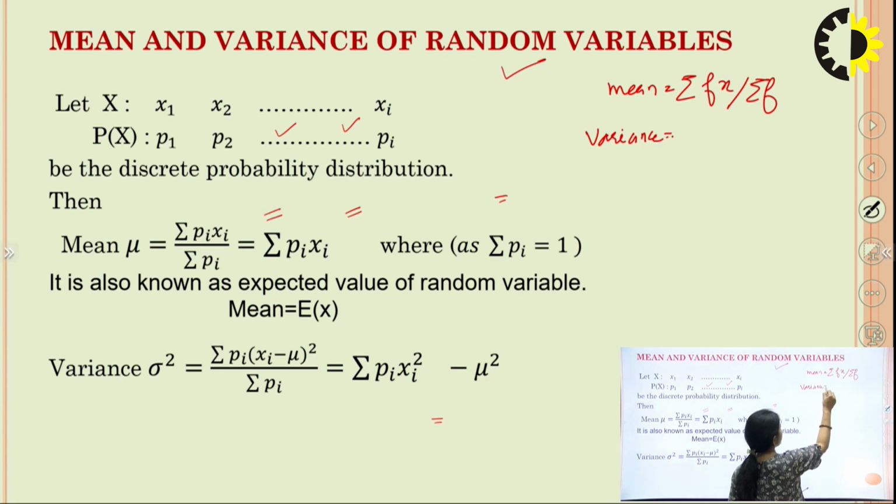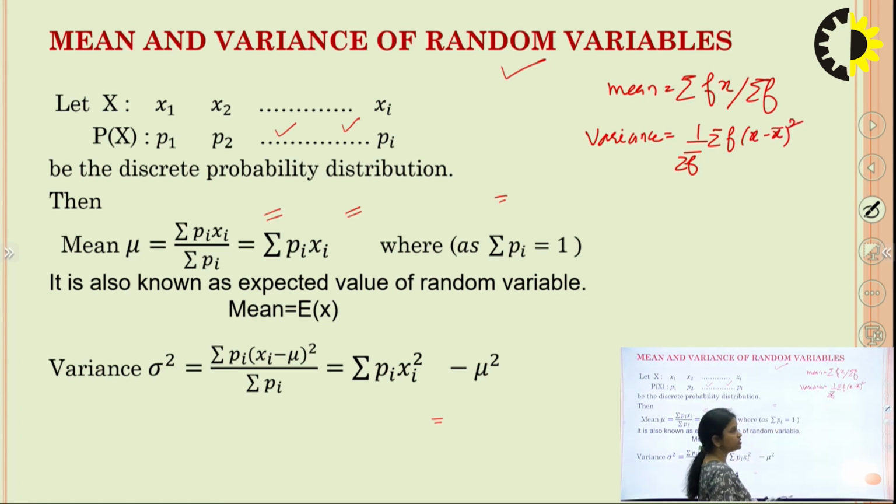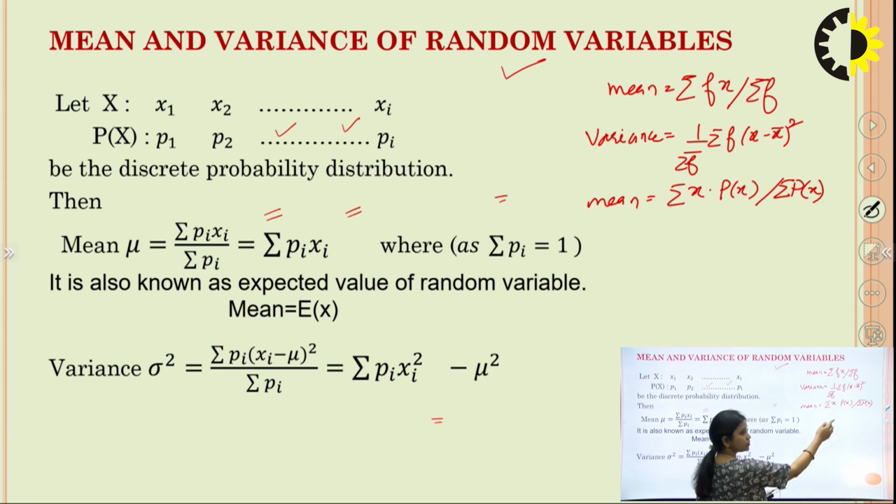Variance, for a frequency distribution, is given by 1 upon summation f times summation f (x minus x bar) raised to the power 2. These are the formulas for mean and variance for a frequency distribution. But here we have a probability distribution, so we just replace the frequency by probability. For a probability distribution, the mean will be x into px divided by total probability, the sum of all probabilities. But you know total probability is equal to 1. So for a probability distribution, mean is given by the sum of x into px.